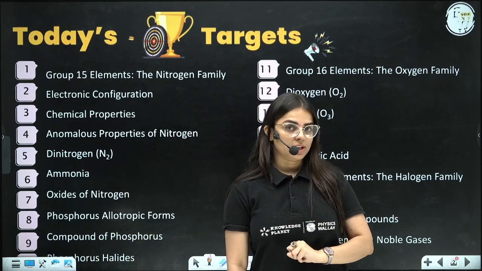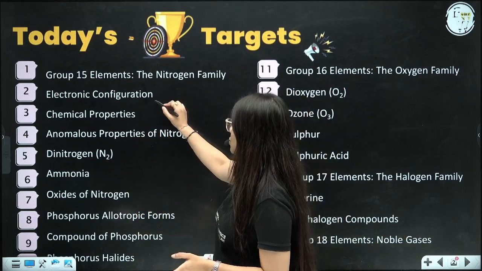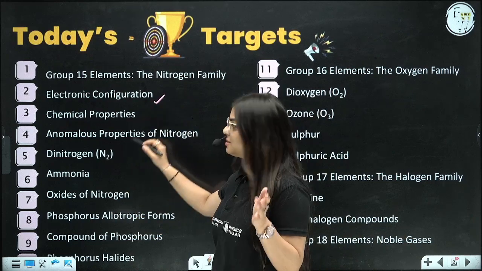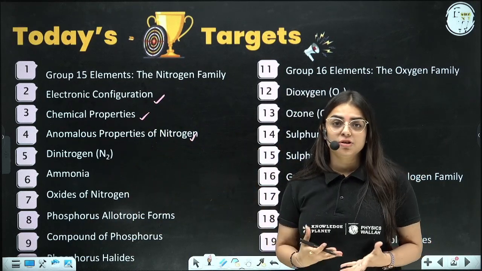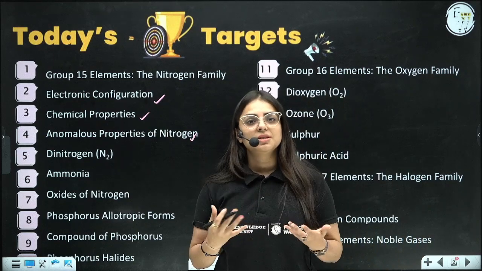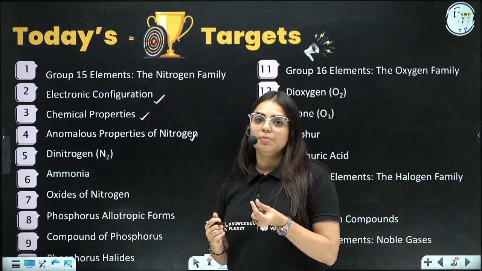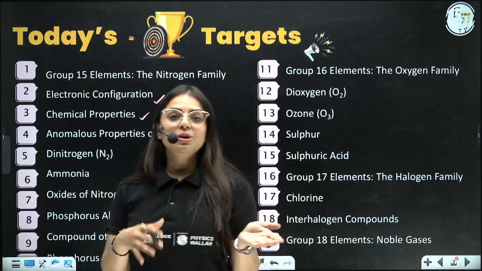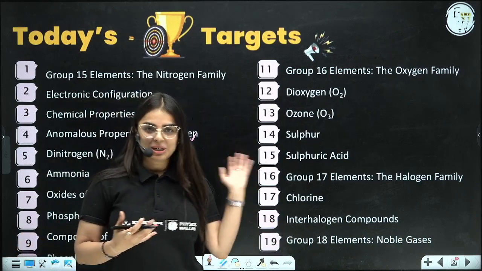their compounds as well. So we are going to start with group 15 elements, and then we are going to see its electronic configuration, its physical properties, its chemical properties, its nitrogen anomalous behavior. Now this is really important. See, what happens is when we study P block elements, we do see that the initial element of all the groups basically holds an anomalous property, anomalous behavior. What is that exactly? We'll be seeing in the class.